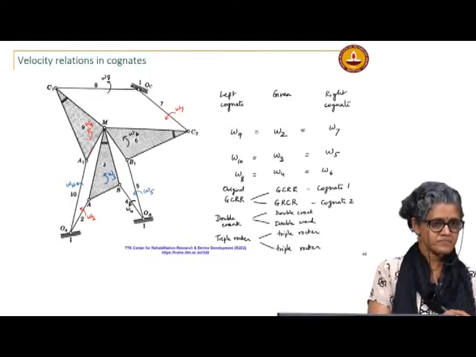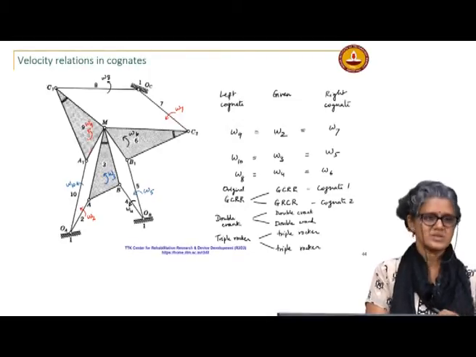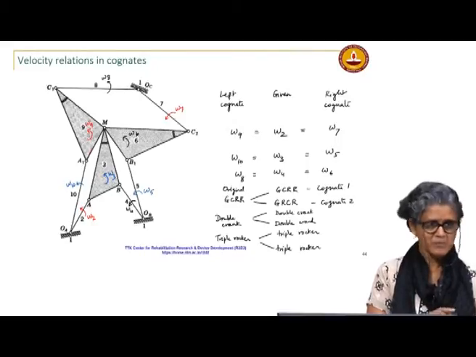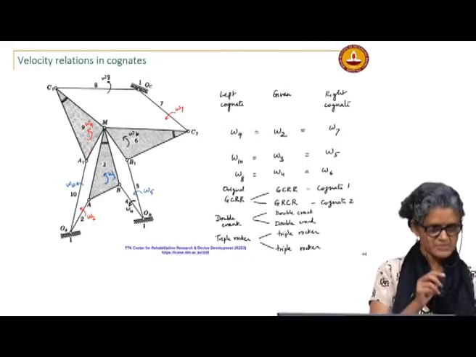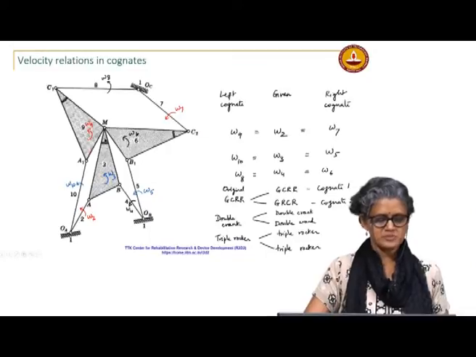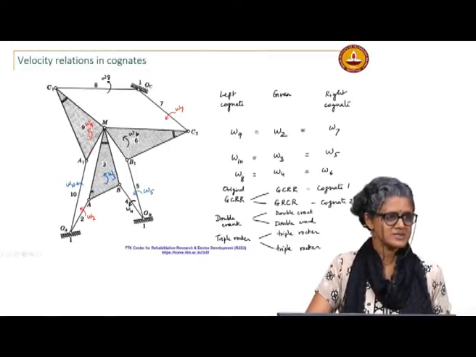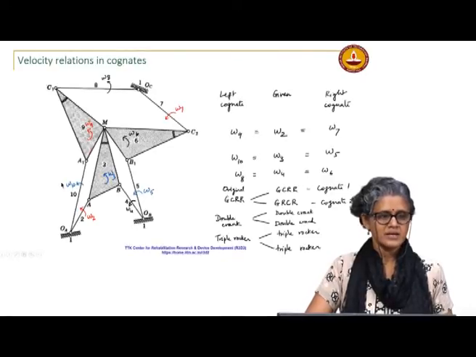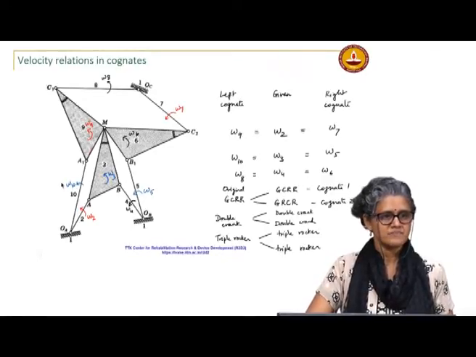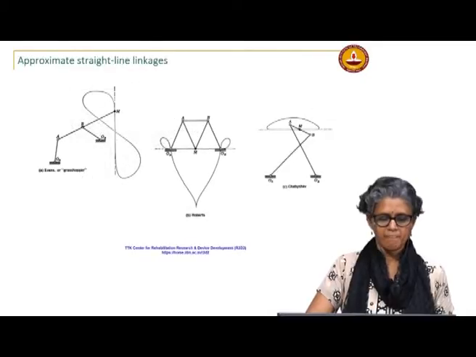But we should be able to prove it because all of them are related by a scaling. Try it. Yeah, try it. I am not saying it is not possible. I am saying you do it. It should be possible. Take a crank rocker, take something that satisfies Grashoff's criterion and then derive the cognates for that. Okay.